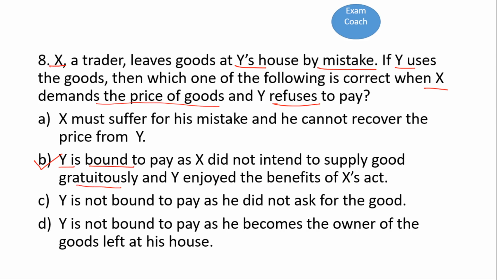X, a trader, left goods by mistake, and Y got them and used them. That does not give Y any right to use X's goods, because law does not permit a person to enrich himself unjustly at the expense of another. X left the goods by mistake, isn't it? It does not give any right to use them to Y. If Y uses it, he has to pay for it. So this is provided under Section 72.